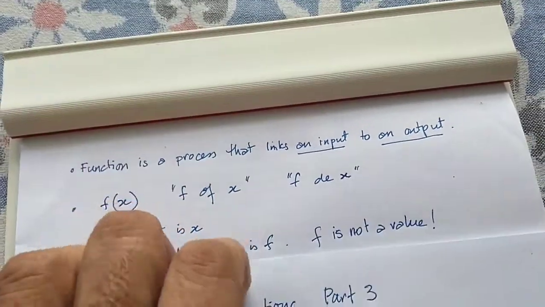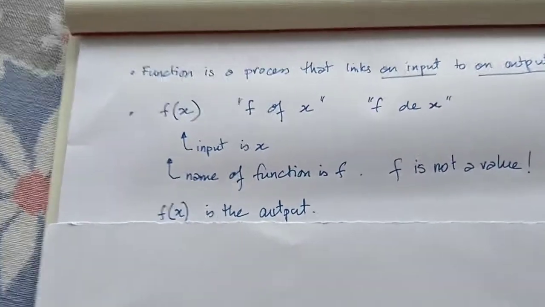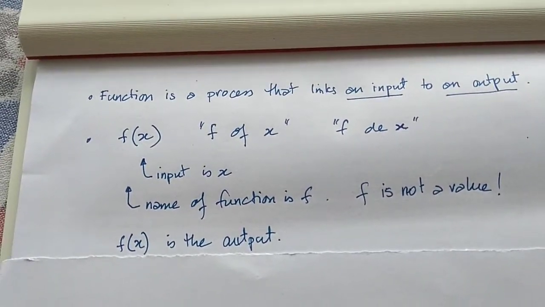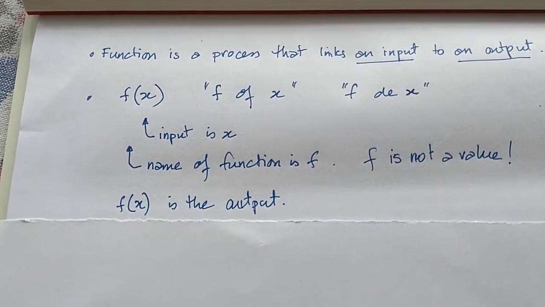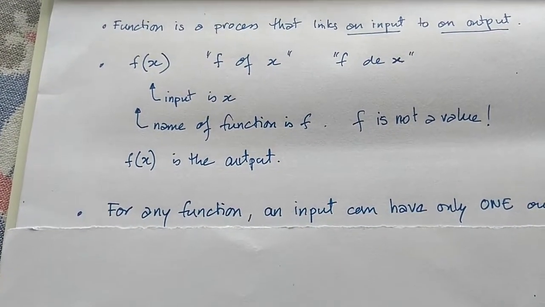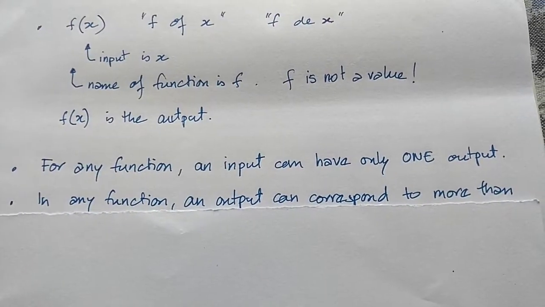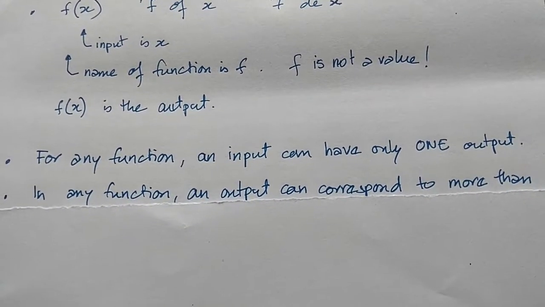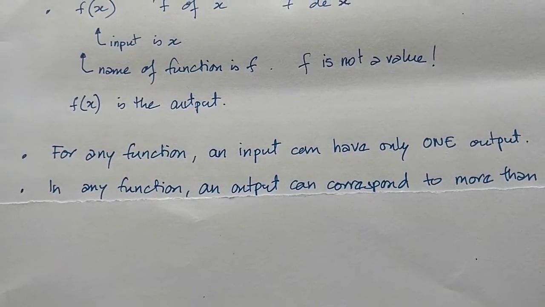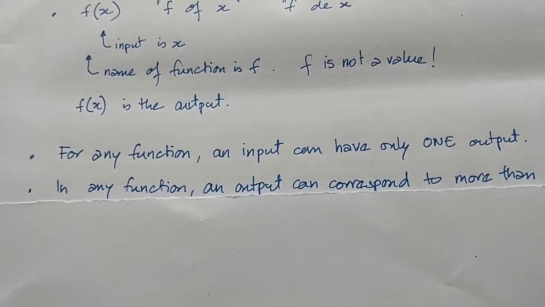I've written it here now. Input is x, name of function is f. Remember, f is not a value, and f of x is the output. Now, for the two important aspects of a function: for any function, an input can have only one output. If you have a process that takes an input and gives you more than one output for the same input, then that process is not a function.